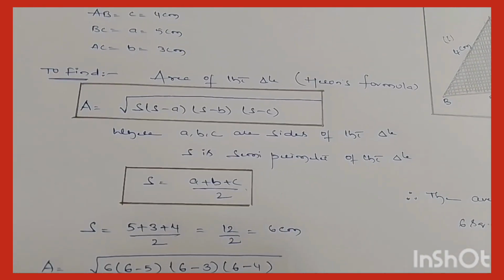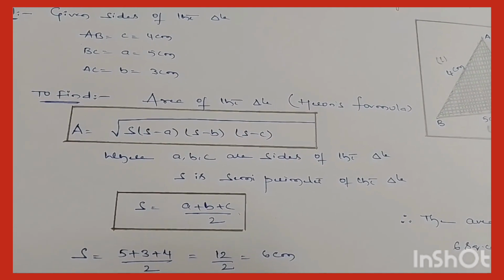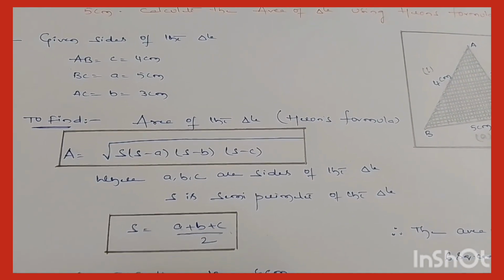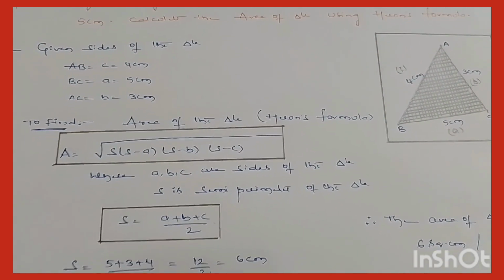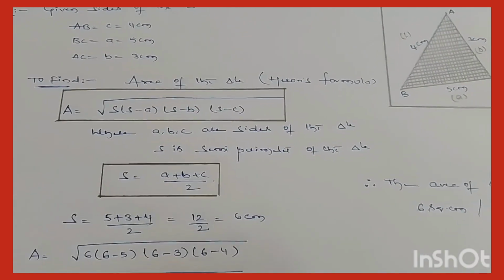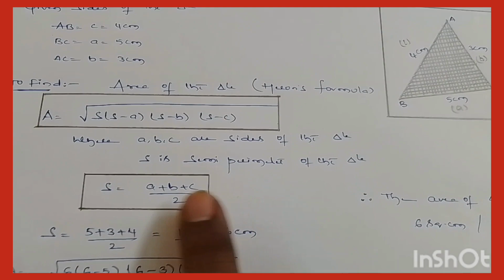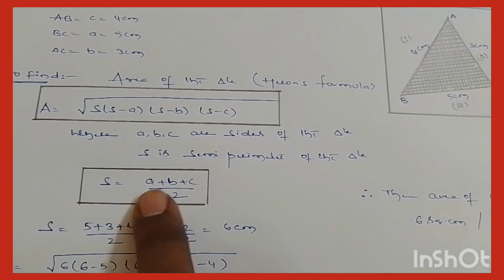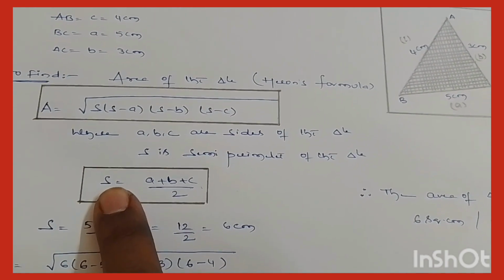This is the Heron's formula. Area equals the square root of s into s minus a, s minus b, s minus c, where a, b, c are the sides of the triangle and s is the semi-perimeter of the triangle. The formula to find the semi-perimeter of the triangle is a plus b plus c by 2. By taking the sum of all the lengths divided by 2, that gives the semi-perimeter of the triangle.